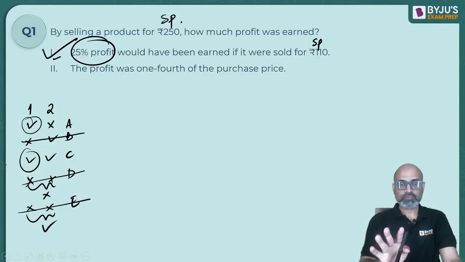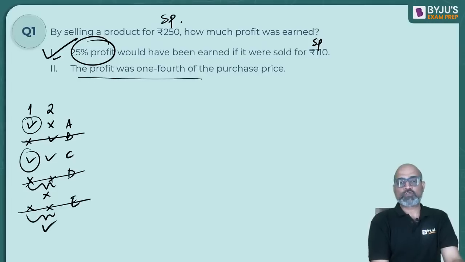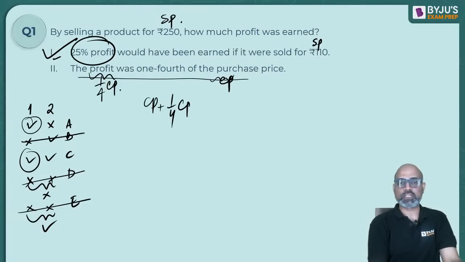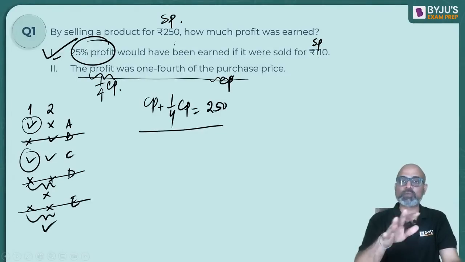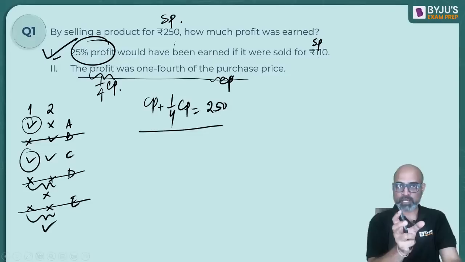Okay. The profit was 1/4 of the purchase price. So the cost price is CP. The profit is 1/4 of CP. So can I get CP plus 1/4 of CP is equal to 250? CP will come out. I'm using the part from the question. Cost price is CP, profit is 1/4 of CP. How do you get selling price? Cost price plus profit.